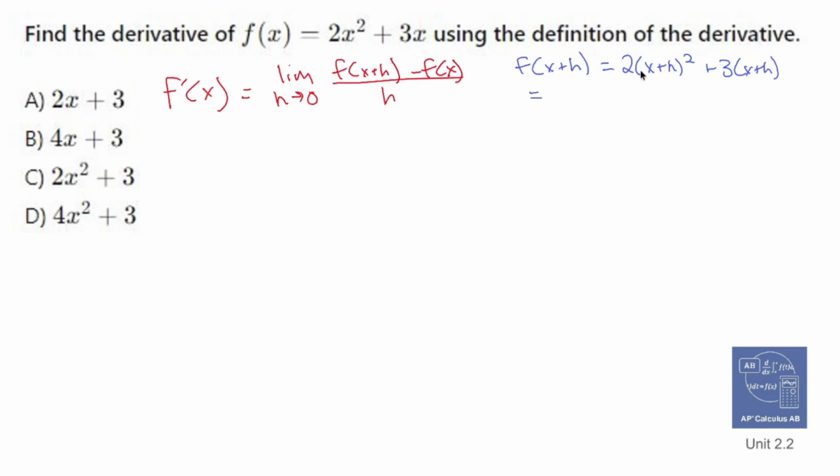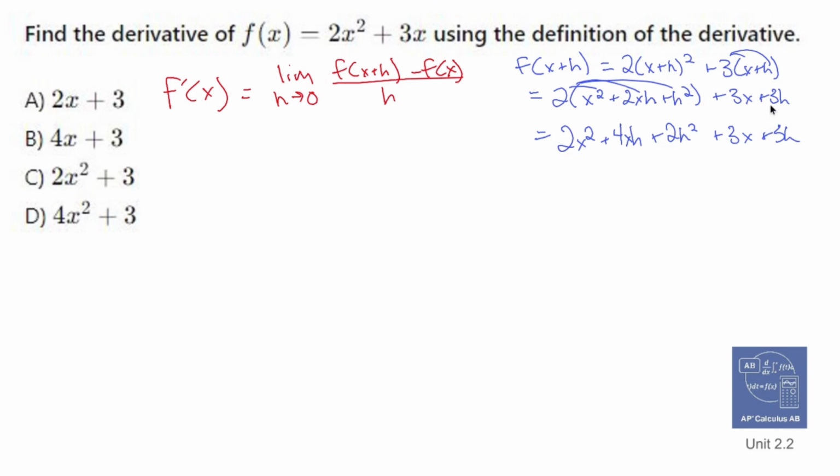Okay? Now, this is a perfect square trinomial, so the 2 remains out there for now. X plus h squared becomes x squared plus 2xh plus h squared, right? Distribute, so you become 3x plus 3h. And then when I distribute the 2 to all of that, I get 2x squared plus 4xh plus 2h squared, and then 3x and 3h come along for the ride. We already know what f of x is, so I'm not going to bother writing it down.